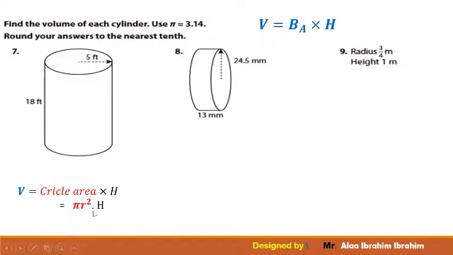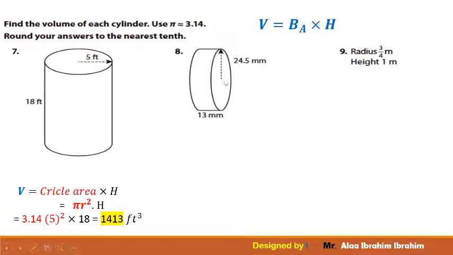So pi r squared times height. I change pi with 3.14, and 5 is my radius, and power 2. Remember the power 2 again. Times height, which is 18. This is my result, 8 cubed.